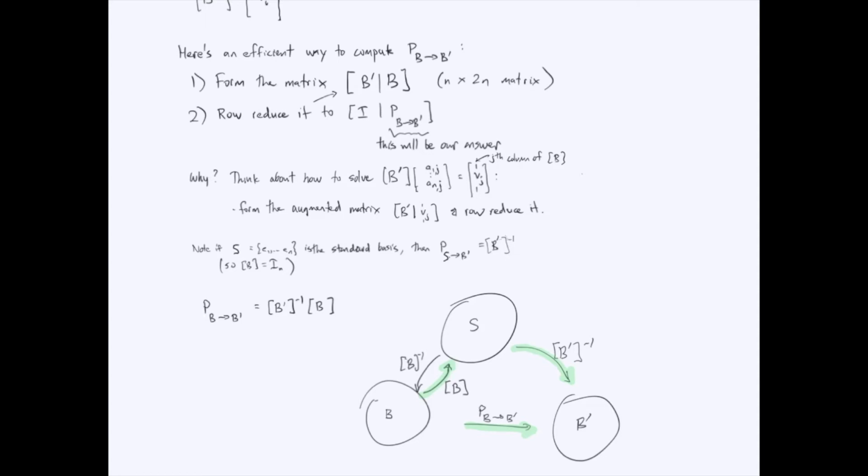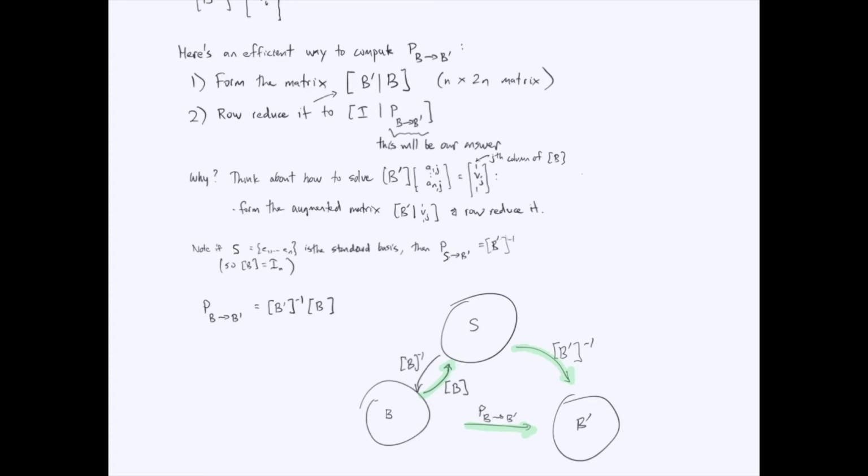Okay, one convenient fact that will be helpful in the example that we work is that if the basis you start off with is the standard basis, in which case the associated matrix is the identity matrix, then the change of basis matrix from the standard basis to some new basis B primed is given by taking B primed, putting it into a matrix, and taking the inverse of that matrix.